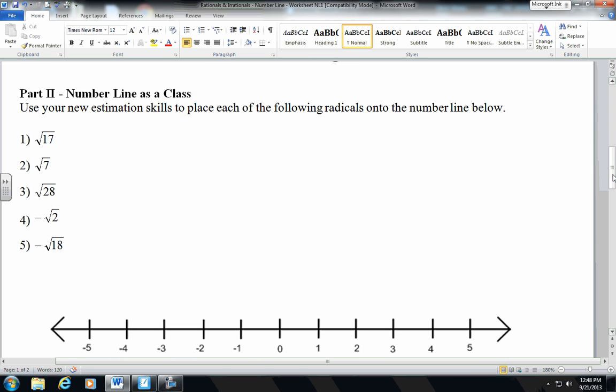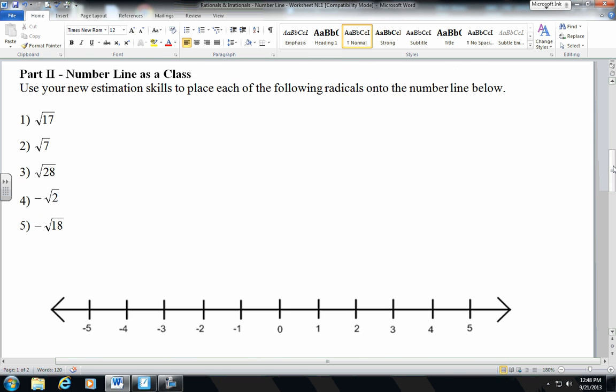Part 2 here, now it says to use your estimation skills to graph these square roots on the number line. So we're going to do the same thing up above. Square root of 17 is between the square root of 16, which is 4, and the square root of 25, which is 5. And then it is much closer to 16 than it is to 25, and we know it's going to be between the 4 and the 5, so we go down to our number line between the 4 and the 5, and we know it's closer to the 4 than the 5, and then above that dot we put square root of 17. We're graphing the square root of 17 on the number line.